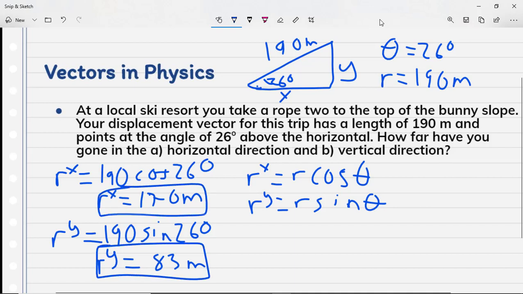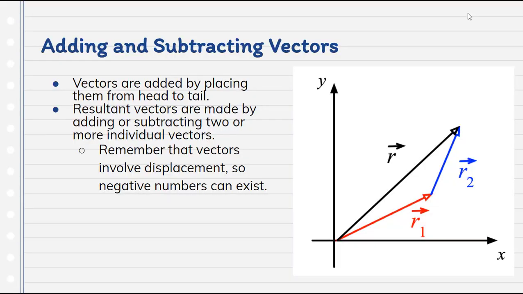And again, you can manipulate these trigonometric functions in a variety of different ways in order to solve for a variety of different variables utilizing these types of problems. Now, vectors can be added by placing them from head to tail, and resultant vectors are made by adding or subtracting two or more individual vectors. So we need to think about when we have multiple vectors together, essentially what we need to know is what is the total displacement on the x-axis versus the total displacement on the y-axis. And then we can use the Pythagorean Theorem to plug in and solve.